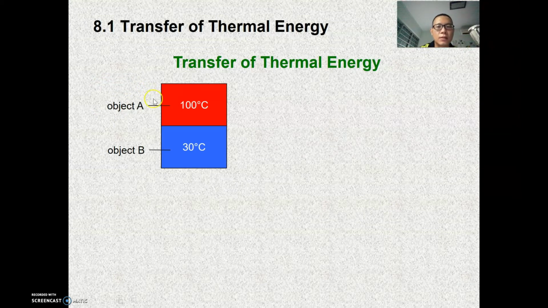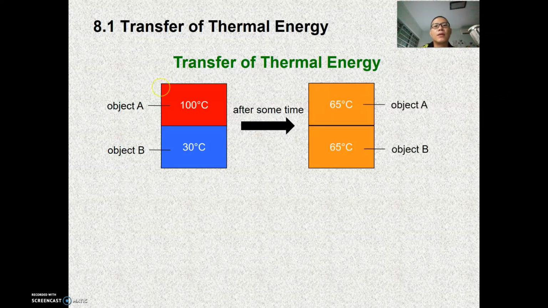Let's say you have object A and B, which are of different temperature, and after some time you observe that both A and B will be at what we call thermal equilibrium, which means both of them will be at the same temperature. After a while, they cool down or they heat up, but eventually when they are in contact, they will reach a certain temperature, and that temperature is what we call thermal equilibrium.